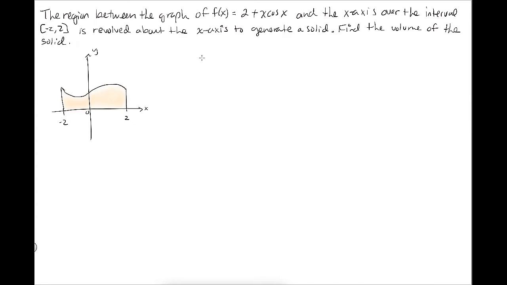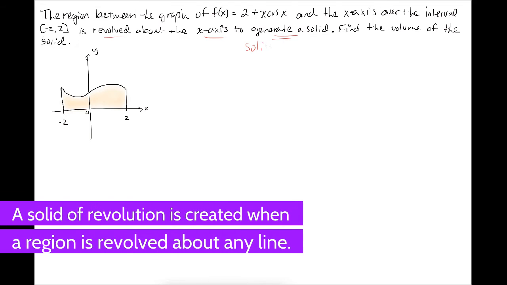The region between the graph of f of x equals 2 plus x cosine of x and the x-axis over the interval from -2 to 2 is revolved about the x-axis to generate a solid. Find the volume of this solid. So here's a picture. Now when you're asked to find the volume of something that's revolved around an x-axis, it creates what's called a solid of revolution.